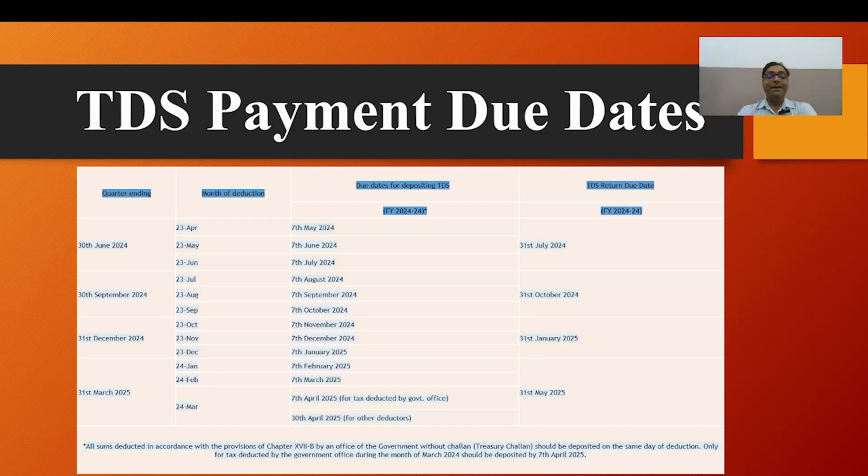For the deadline for payment, every month it is the 7th date. Suppose for April, the last date is 7 May, for May it is 7 June, for June it is 7 July, and so on. If you are paying for 24 March in 2025, it will be applicable until 17 April 2025.